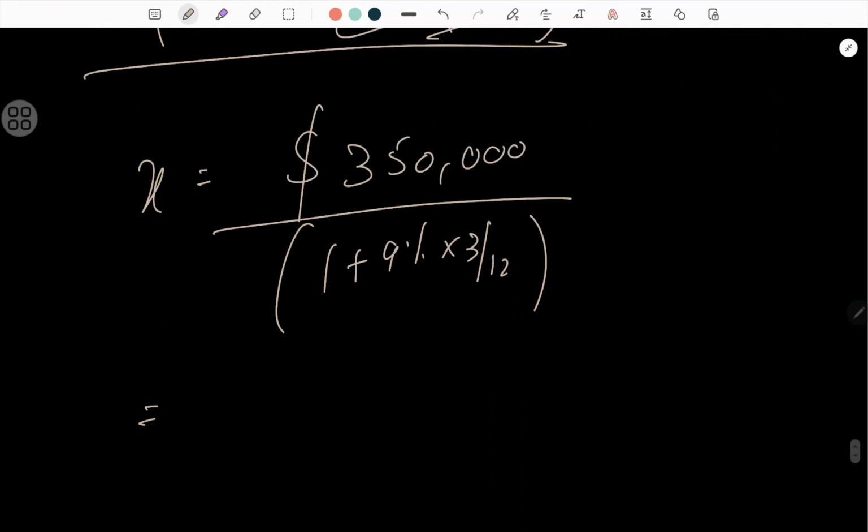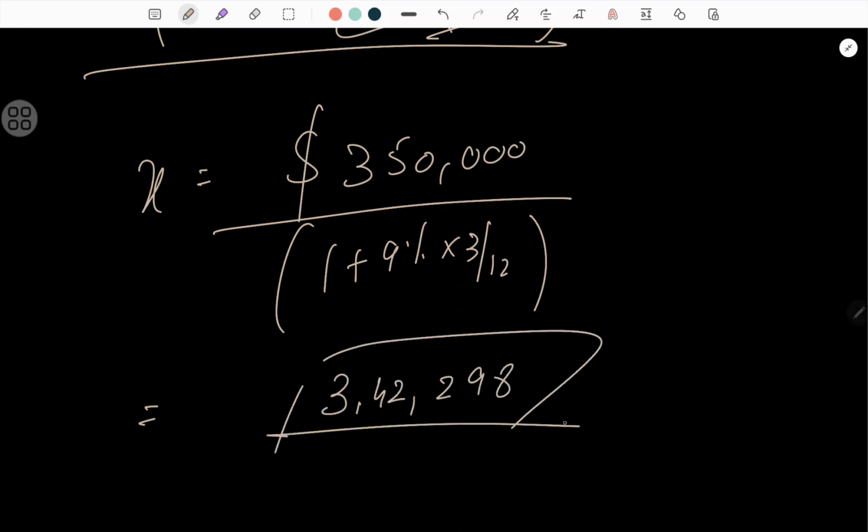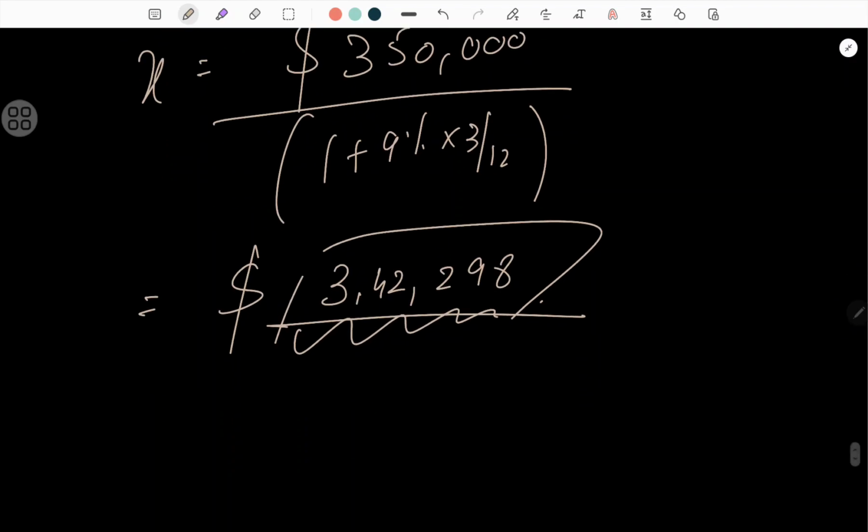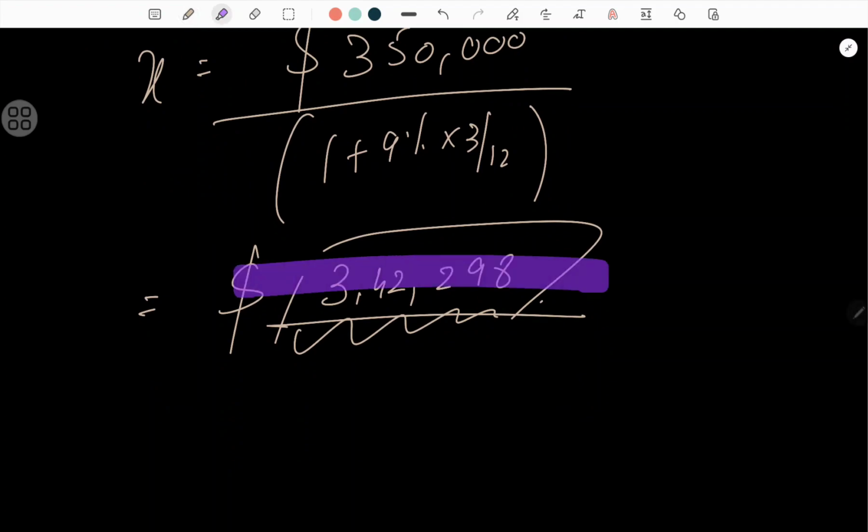Once you solve this, 9 by 100 into 3 by 12 plus 1, divide into 350, is 342,298. What dollars? We are still at dollars. When you solve this, the amount is lesser than 350, correct? When you add the interest, this amount will go to 350,000 after 3 months. Got it? So this is fixed.